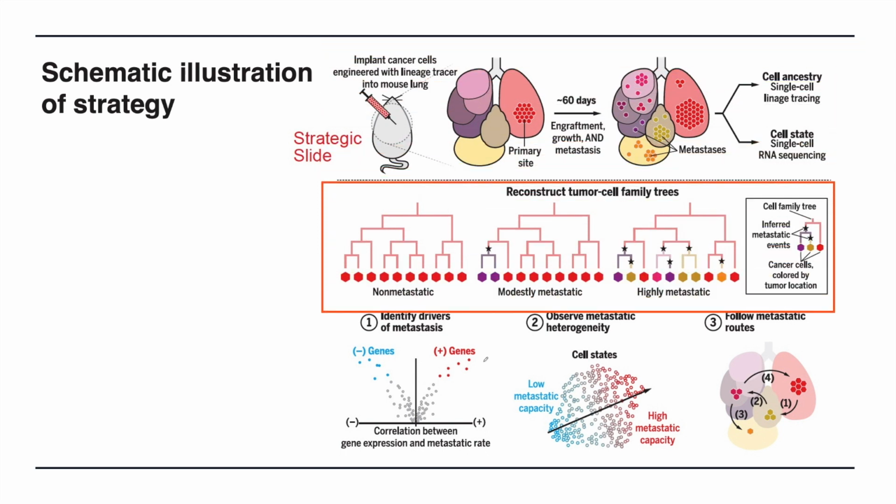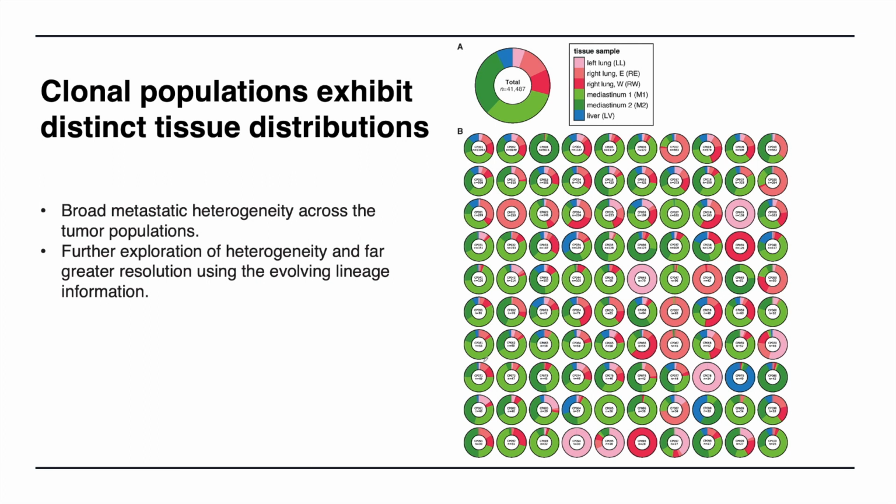Firstly, if the researchers check the tissue distribution of each clone, they find that each clone exhibits distinct tissue distributions, which indicates broad metastatic heterogeneity across the bulk tumor populations. So after that, they want to know how such diverse distributions developed. They need to further explore the evolution of lineages.